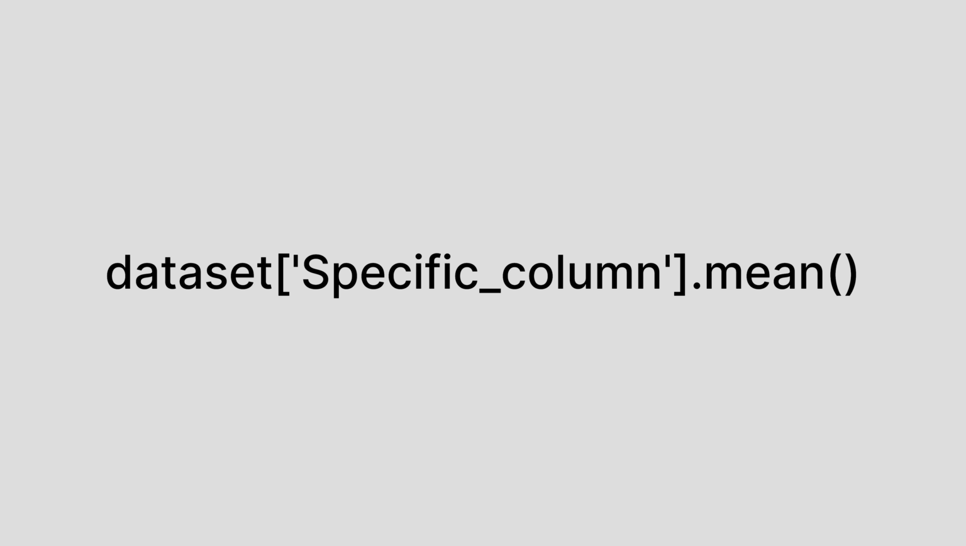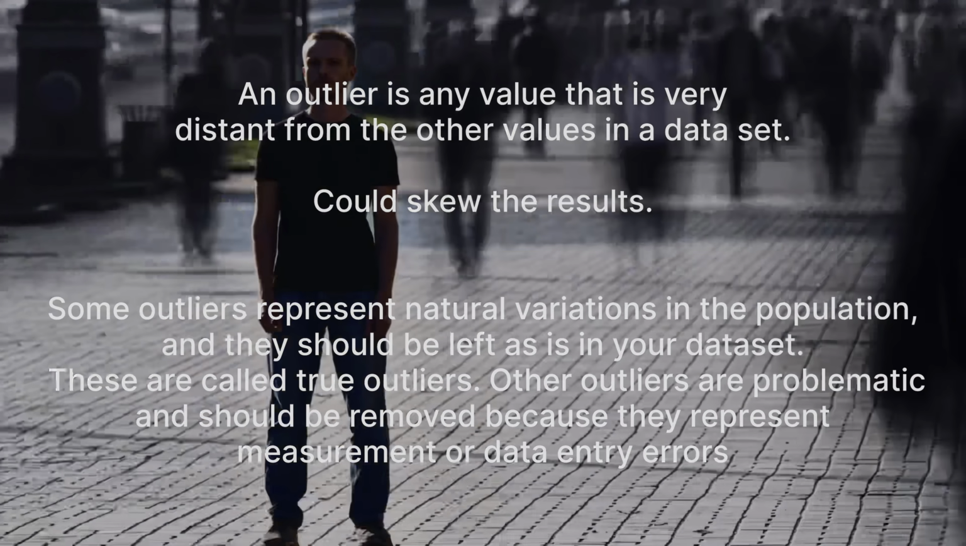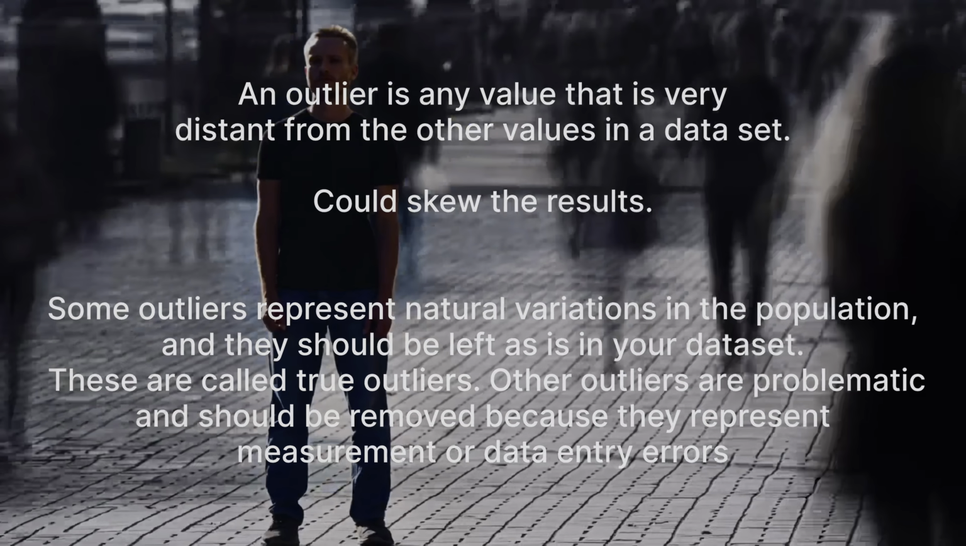Using weighted mean ensures that more significant data points have a greater impact on the average, which can lead to a more accurate representation so you're not skewing the data. The book is giving us an example of a built-in function to calculate the weighted mean in a data frame. Like I was saying, outliers could skew the results. However, some outliers represent natural variations in the population, and they should be left as is in your data set. These are called true outliers.